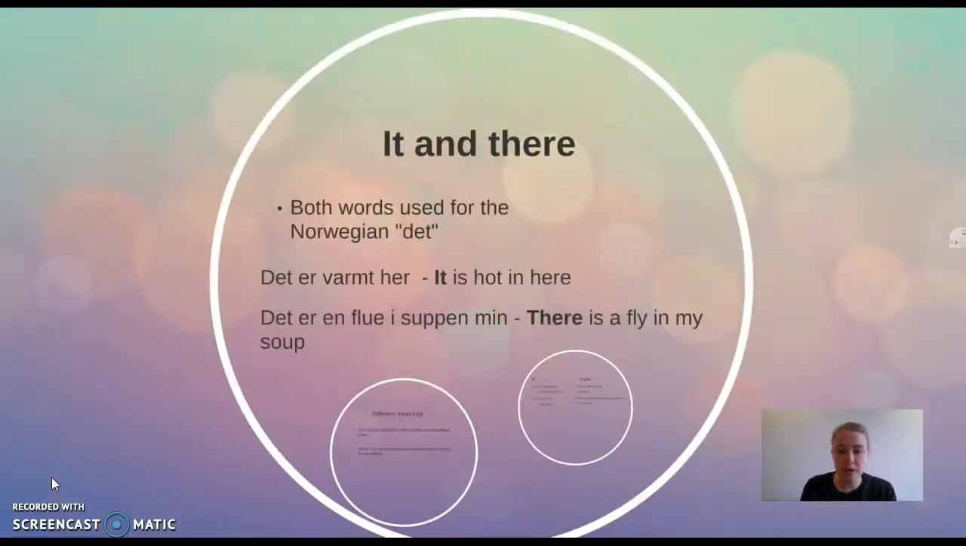The first one we're going to look at is the use of it and there, because both words are used for the Norwegian word det. Det er varmt her. It is hot in here. Det er en flue i suppen min. There is a fly in my soup. So we're going to look at the difference between the two.